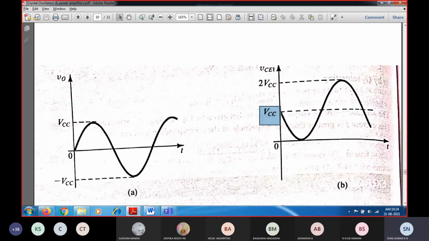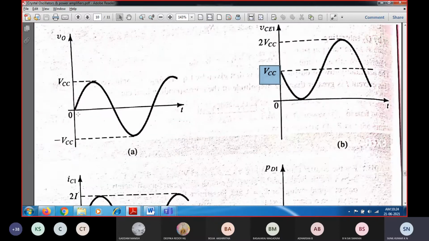As you increase the input voltage, when Vi is equal to 0, because the operating point is selected at the center of the load line, you will be getting some output. So this is the output voltage, right? Do not compare this with this one.